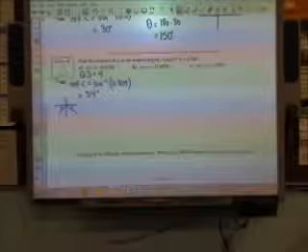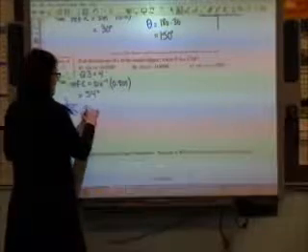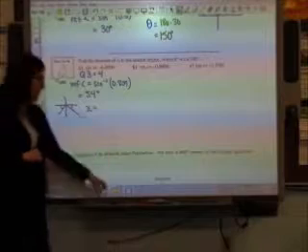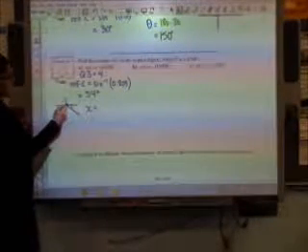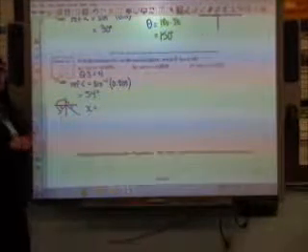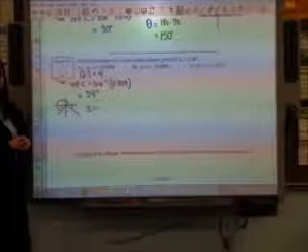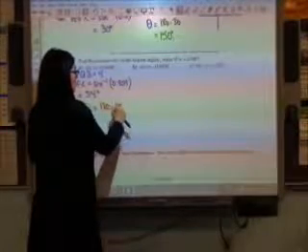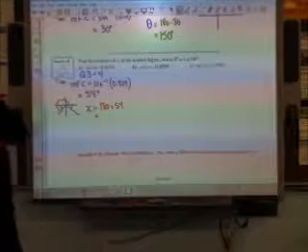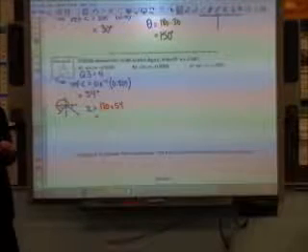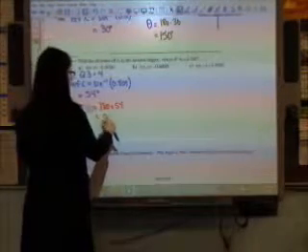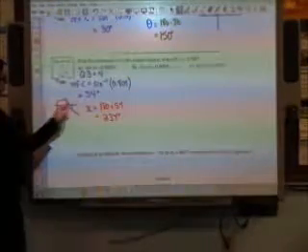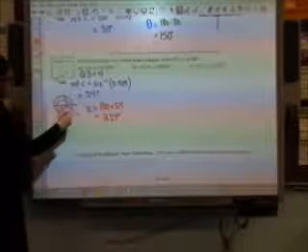Then I can use that reference angle to find out what x would be as a rotation angle. As a rotation angle in quadrant 3, what is this rotation angle? 180 plus 54, which equals 234. And then in the fourth quadrant, my rotation angle would be what?